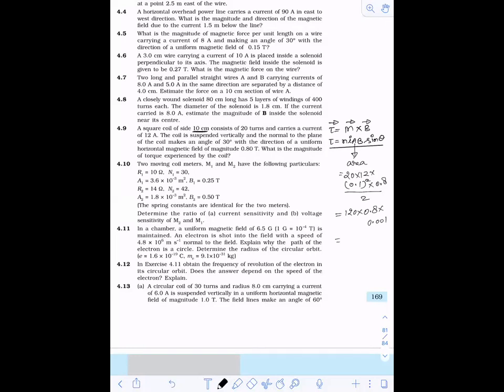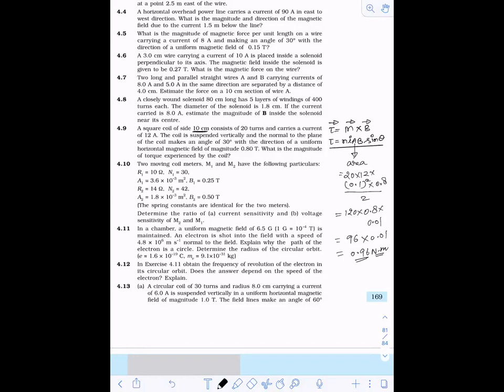So 12 into 8 is 96. Yes, 96, because this is 120, so this will become 96. And then we have this value. Sorry, this should be 0.1 square, so 10 only should come, not 20. So into 0.01, this will become 0.96 Newton meter. Newton meter, not Newton.